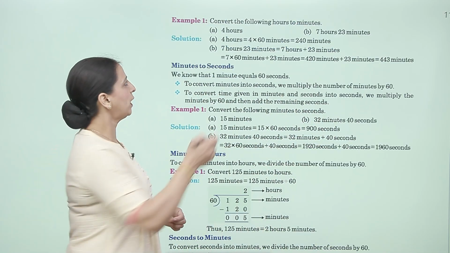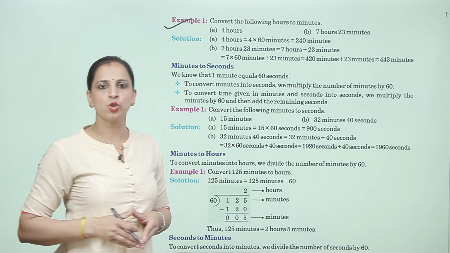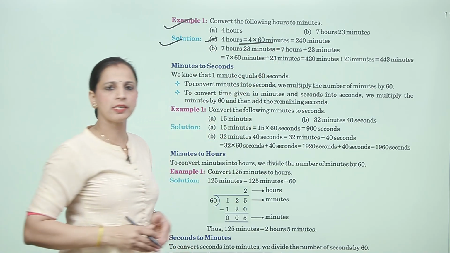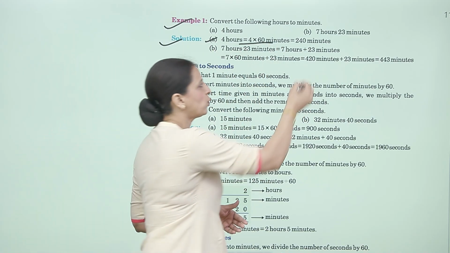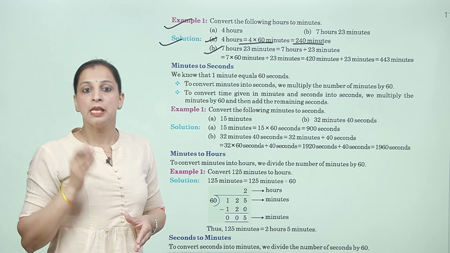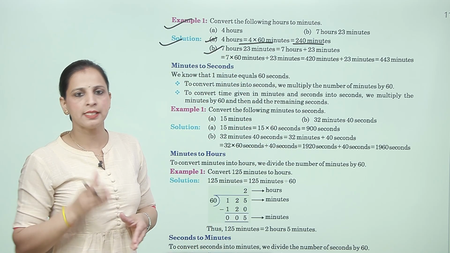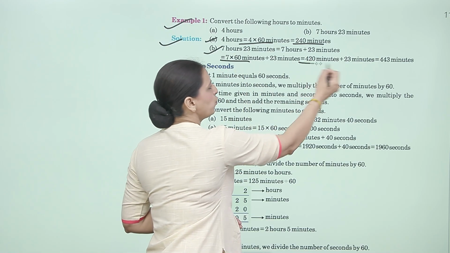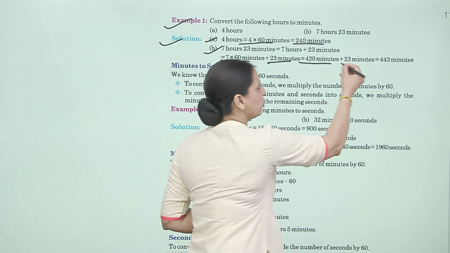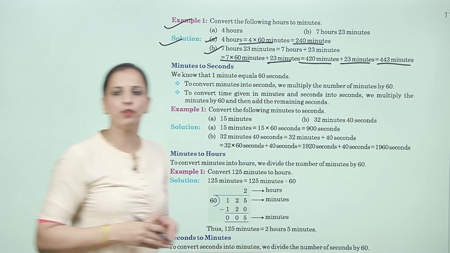Now example 1. Convert the following hours to minutes. 4 hours. Solution. 4 hours. We know that 1 hour is equal to 60 minutes. So 4 multiplied by 60 is equal to 240 minutes. Now next, 7 hours 23 minutes. 7 hours plus 23 minutes. 7 multiplied by 60 is equal to 420 minutes. And 23 minutes is already in minutes, so we have to add it. So it becomes 443 minutes.